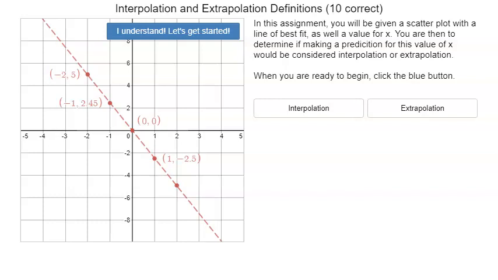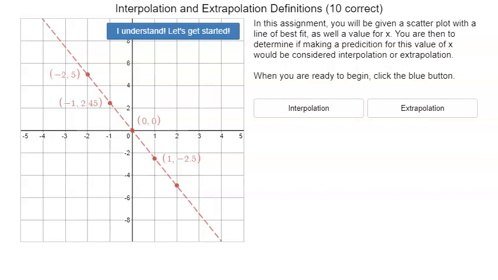Hello everybody. In this assignment we're going to be looking at the definitions of two potentially confusing words, interpolation and extrapolation. Our scenario is that we are given some data, represented in this graph by these points, and we are given the line of best fit through this data, represented by the red dashed line. When we have a line of best fit through data, that allows us to make predictions.